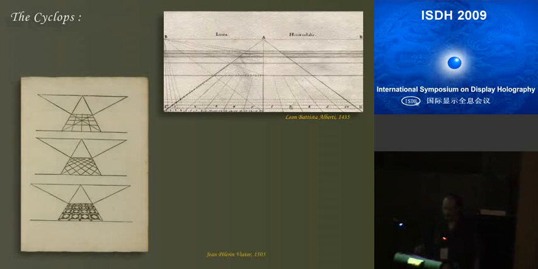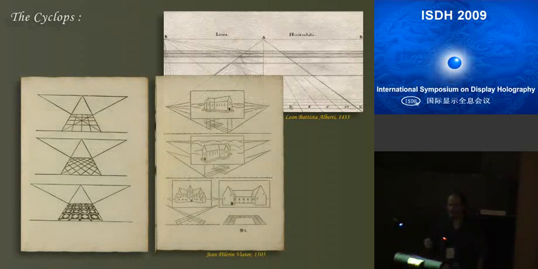But his treatise wasn't published until about 150 years later. The first treatise of perspective is by Jean Pellerin Viateur. Jean Pellerin Viateur is a French painter, and he's in Northern Europe. He's not, I would say, influenced by the religious ambience of Italy.